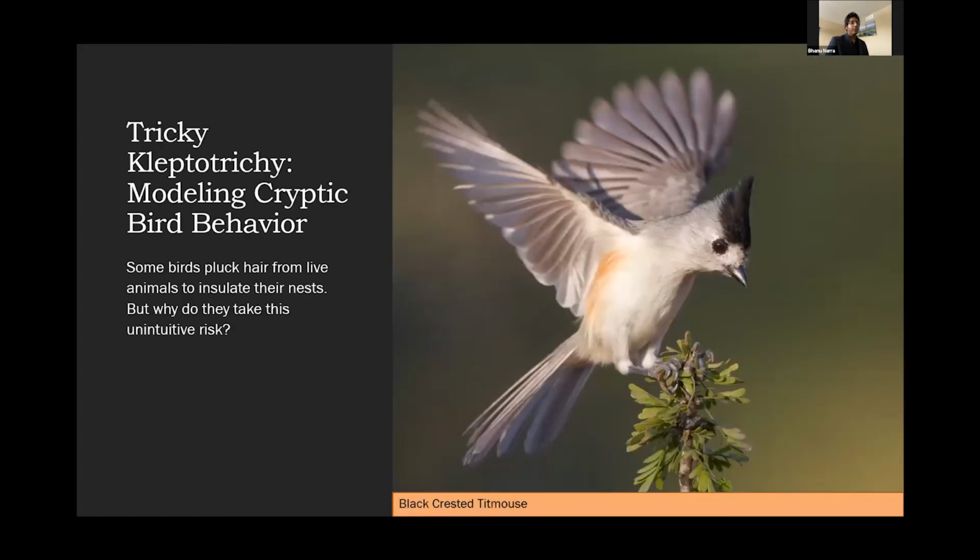So that was our first more practical application of modeling. But sometimes we just have interesting questions that we want to ask, and math modeling can be very useful there as well. In this case, we learned that some birds like plucking hair from live animals to insulate their nests. And it's not at all clear why they would take this risk. So we decided to make a model to see if we could predict which birds would take the risk and which wouldn't.